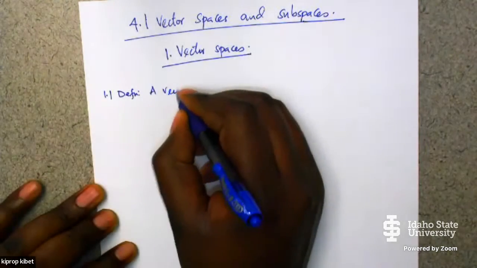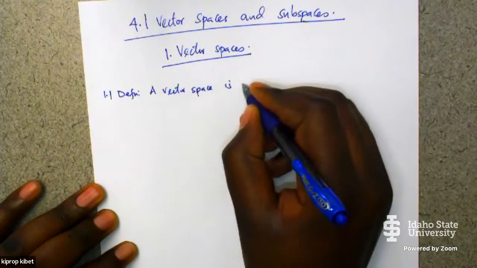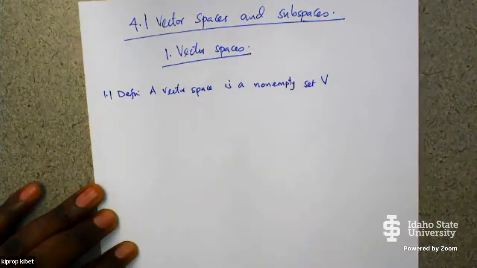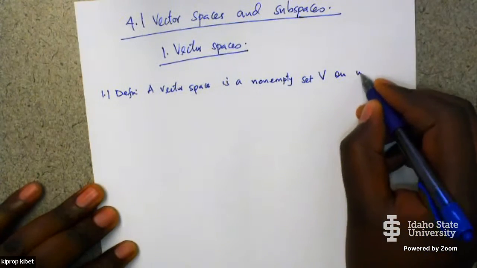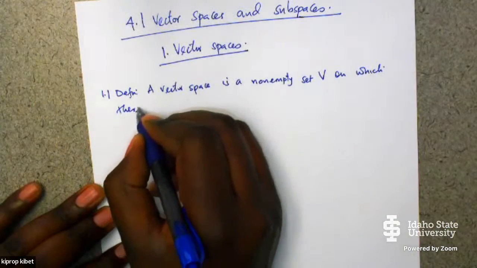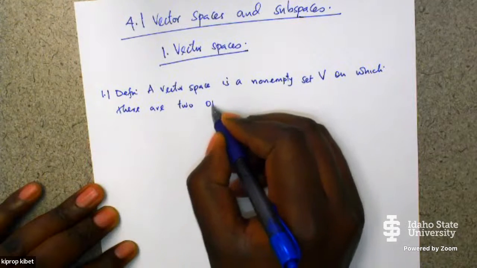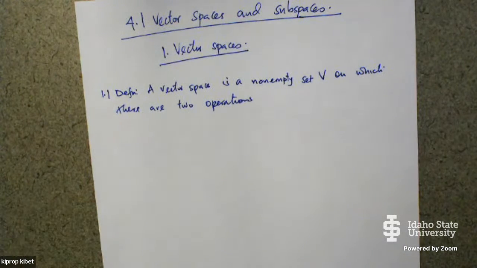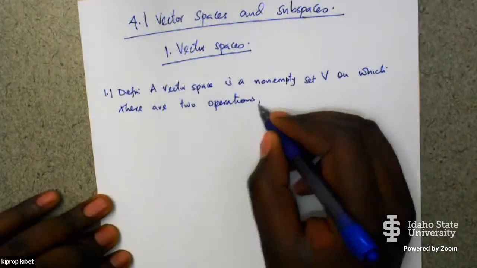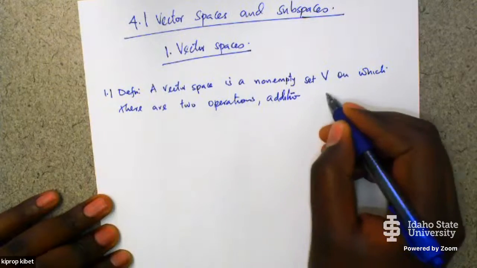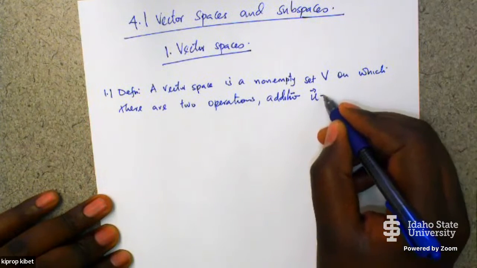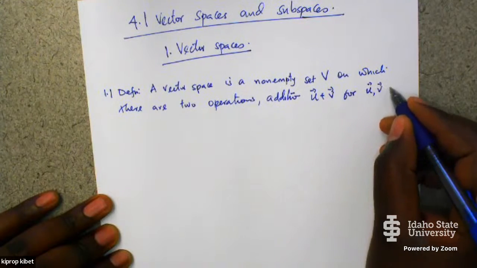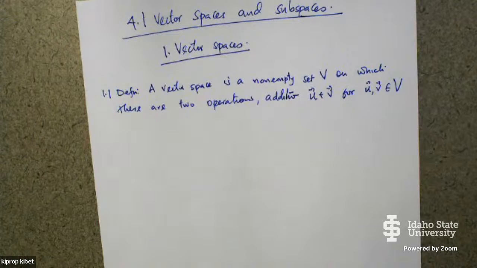A vector space is a non-empty set, which we can name capital V, on which there are two operations: addition and scalar multiplication. Addition means that if we have a vector u plus a vector v, for u and v in V.